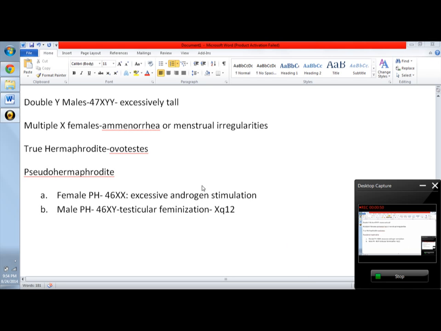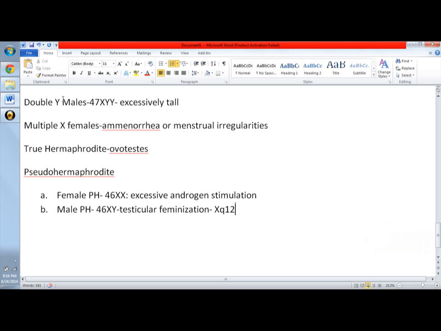Here for the double Y males, the karyotype is 47XYY. They're phenotypically normal, phenotypically male, but what's very important for them is that they are excessively tall, and they are prone to acne due to increased testosterone levels. It's actually because of the extra Y chromosome.